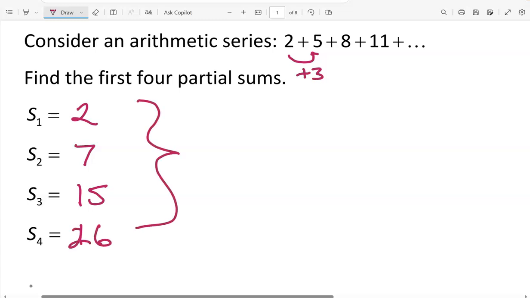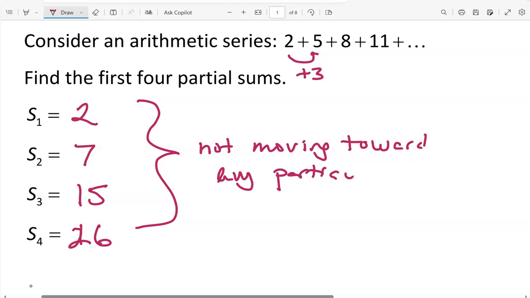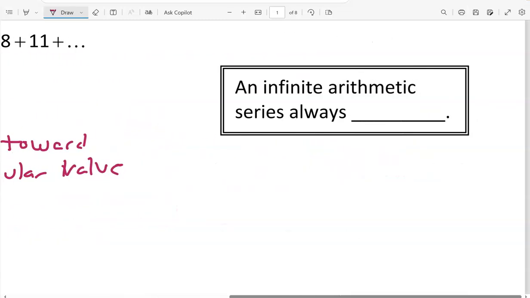What we'll notice about this sequence of partial sums is that they are not moving toward any particular value. In fact, the sequence of partial sums will just get larger and larger and larger and move toward infinity, which is an idea and not an actual value. What this tells us is that any infinite arithmetic series always diverges.